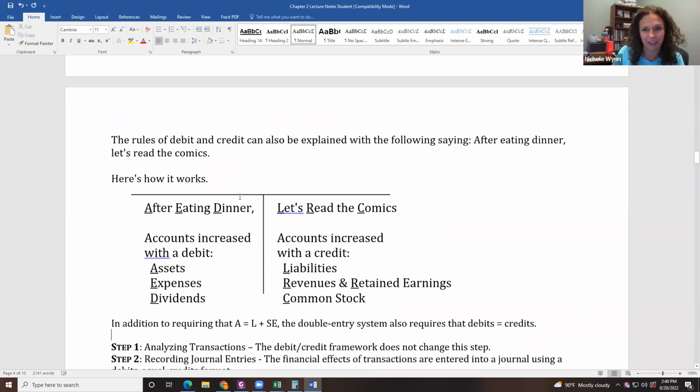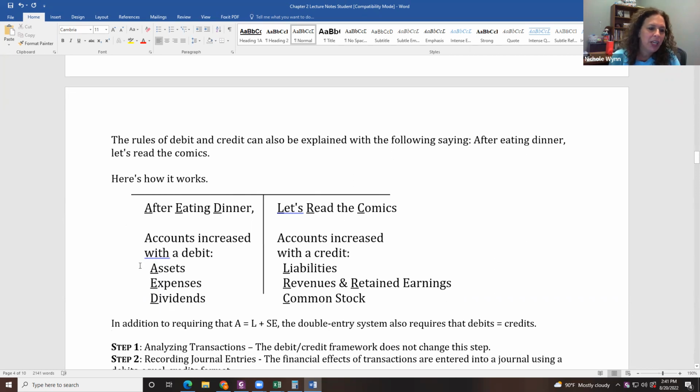One of the things, I've read a lot of accounting textbooks over my years, right? I've been teaching since 2001, so I've been teaching for 21 years now. And this is something I read one time and I thought it was ridiculous, but I'm going to give it to you anyway. One way to remember which ones are debits, it says, after eating dinner, let's read the comics. Who does that?